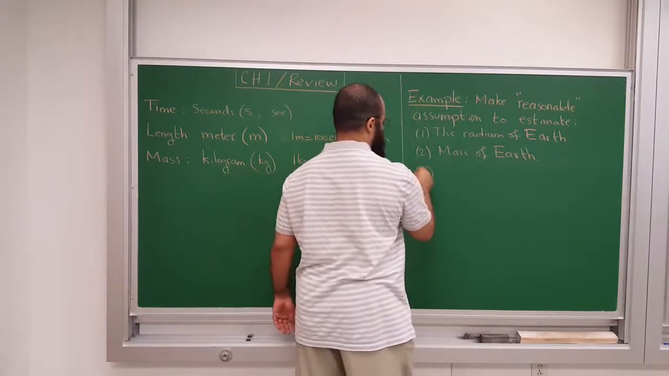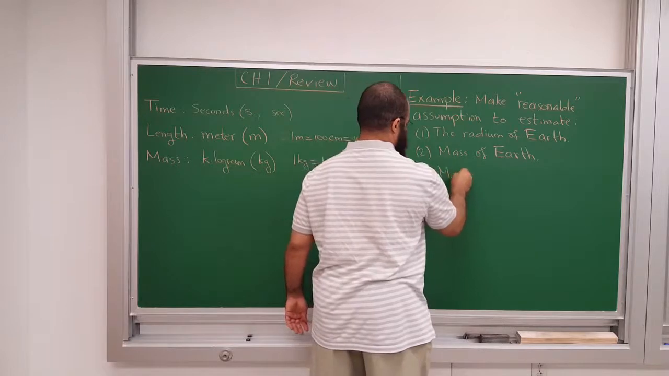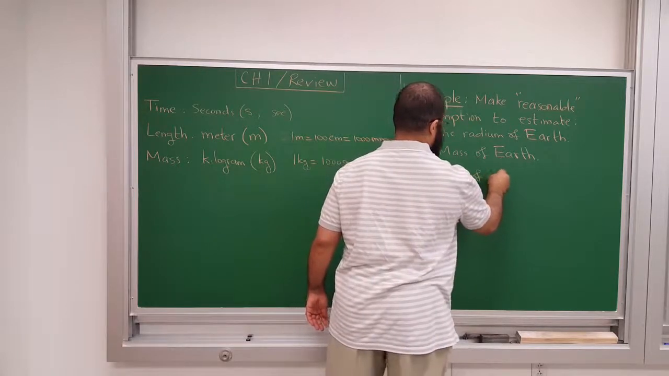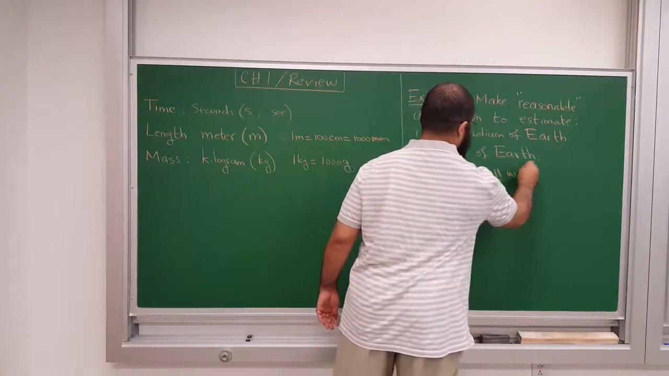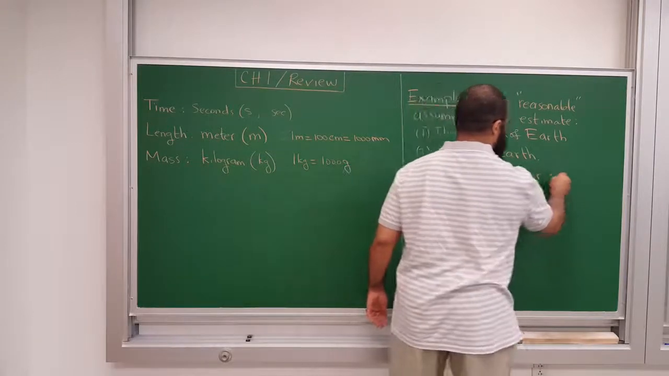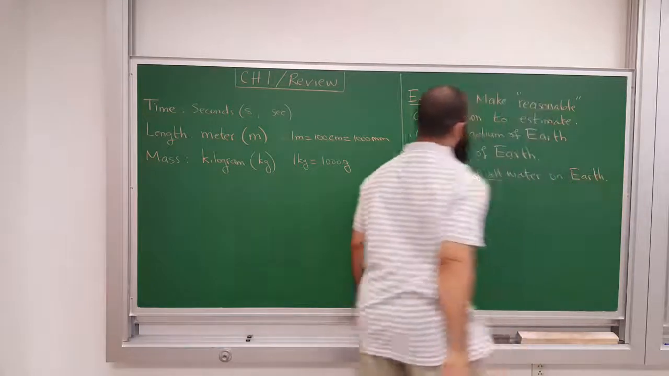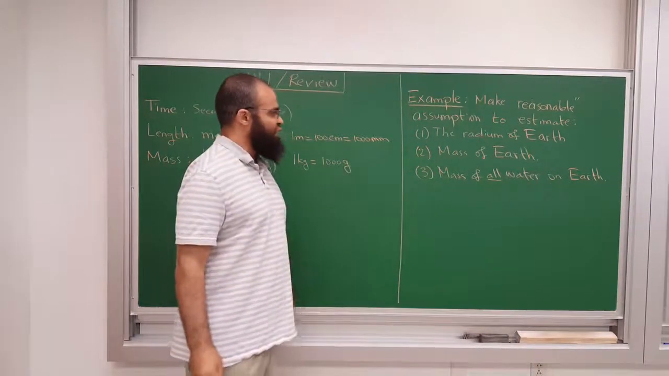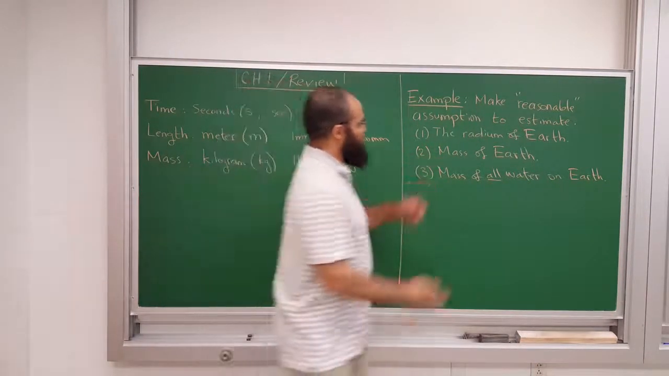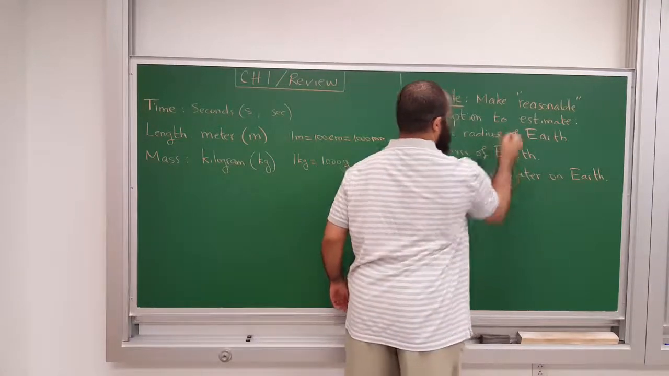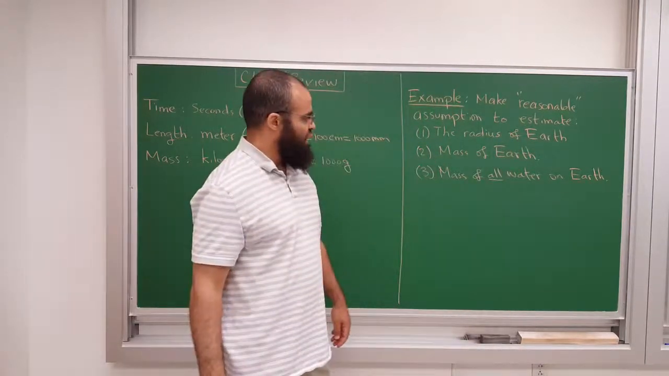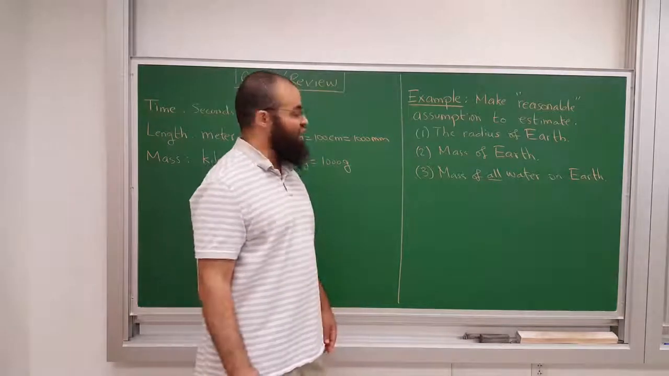And number 3, the mass of all water on Earth. Right. So I want us to estimate the radius, not radian, radius of Earth, mass of Earth, and the mass of all the water on Earth. And how do we begin?